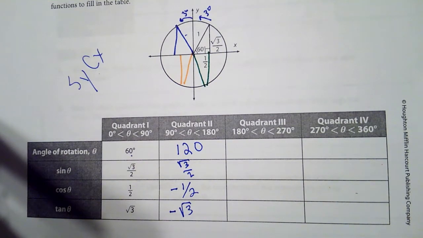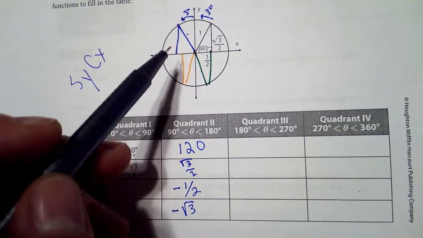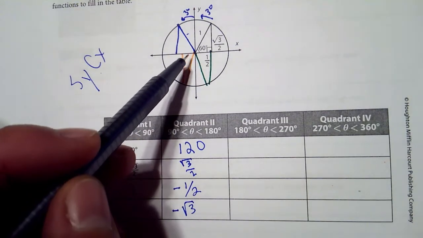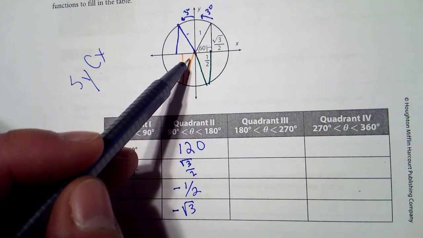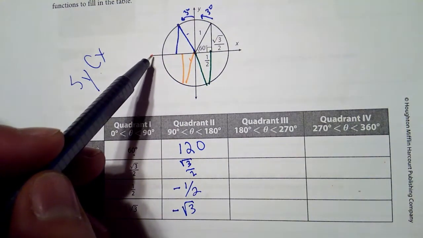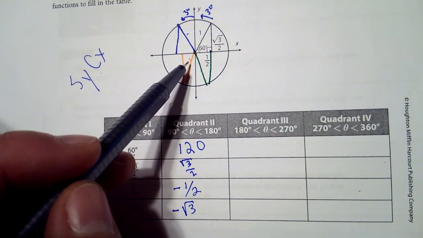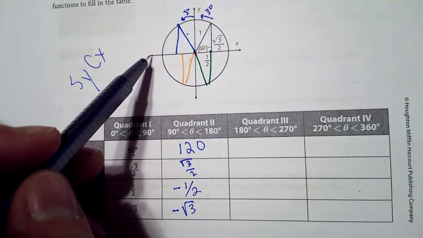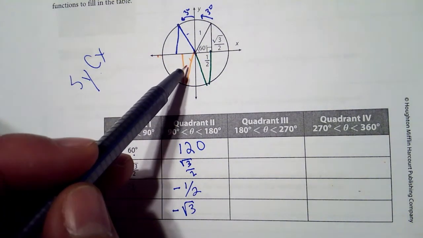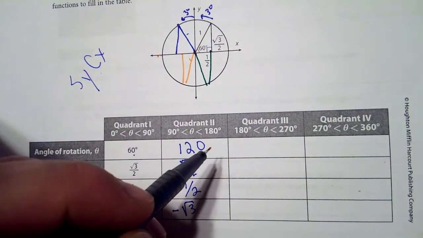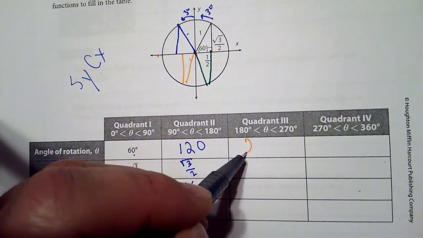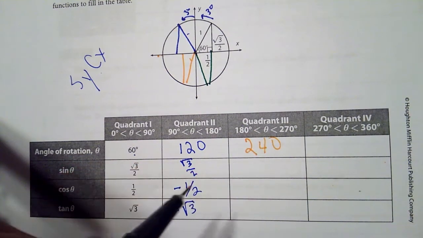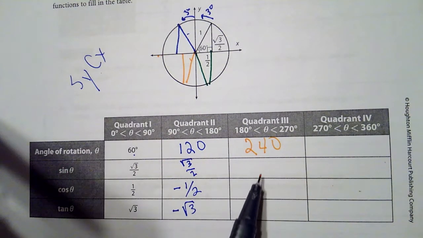Let's speed this up. Okay, this one's a little tricky because we want this to be 60 degrees right here, okay? So that means we're going to go from 180 and add 60 to it, all right? So this is 180, I add 60 degrees to it, so that's going to give me 240. Okay. Now is the easy part.